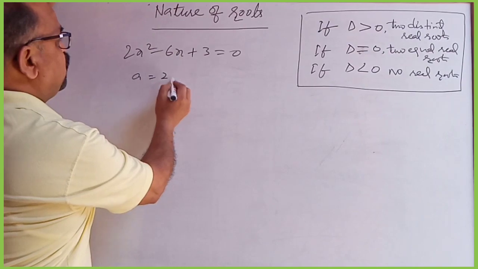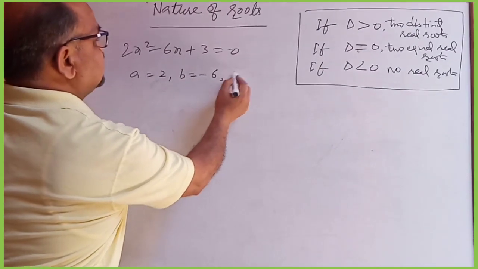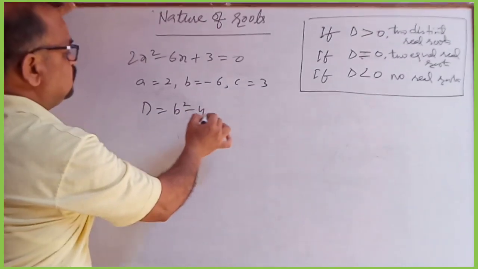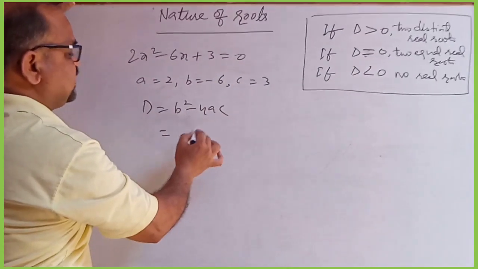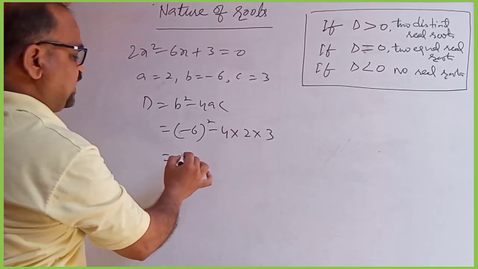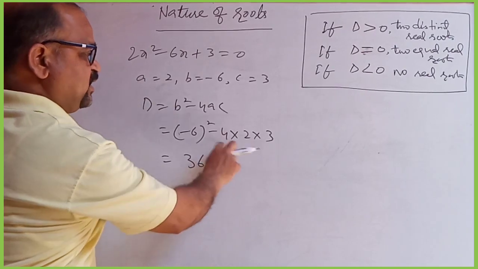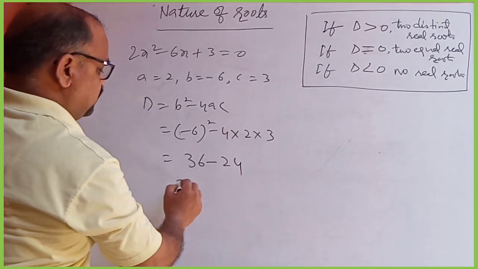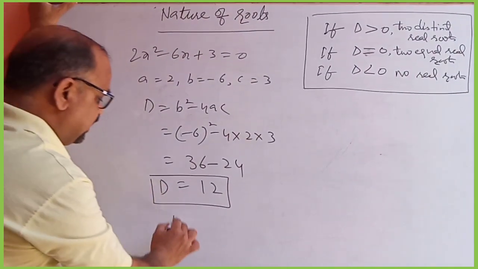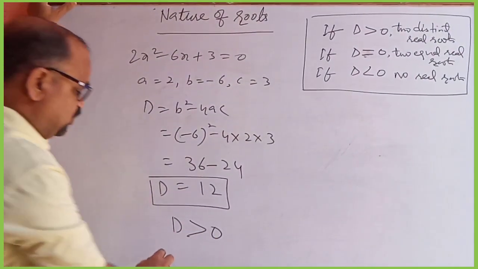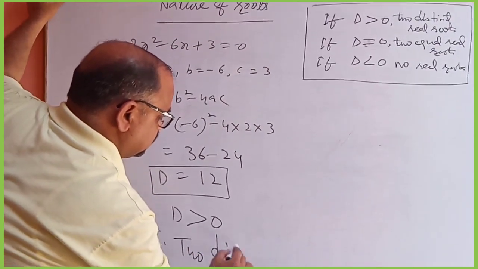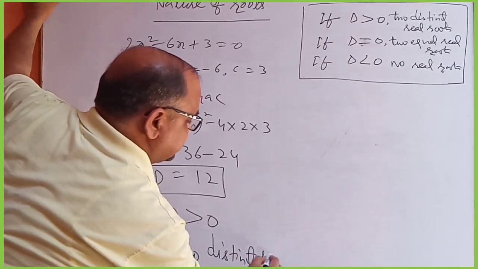Here a is equal to 2, b is equal to -6 and c is equal to 3. D is equal to -6 square minus 4 into 2 into 3 is equal to 36 minus 24. You get that value of D is equal to 12. Here D is greater than 0. So therefore, two distinct real roots.